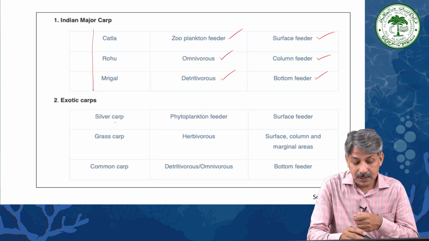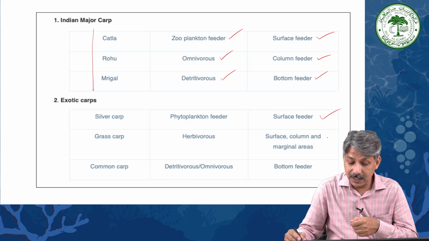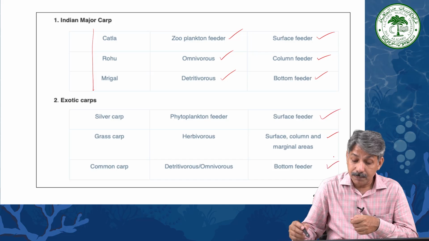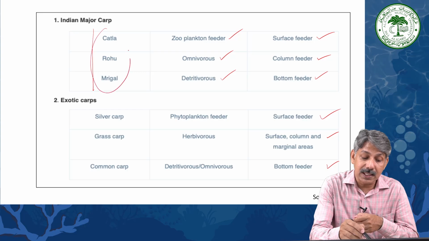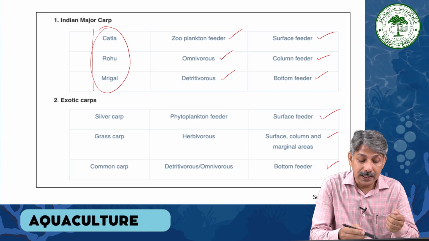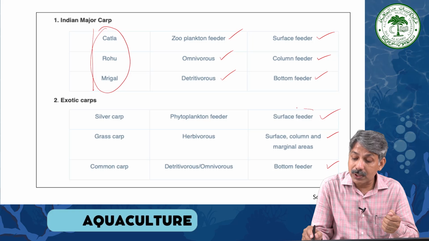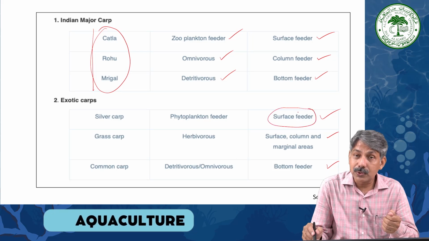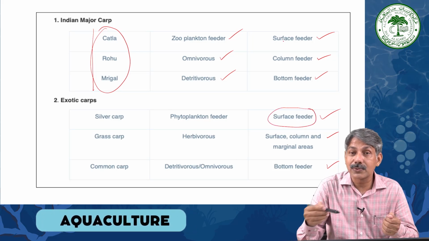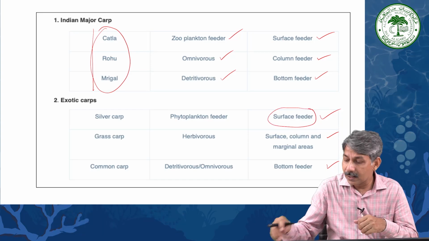Among exotic carps, silver carp is a surface feeder, grass carp feeds in the surface, column, and marginal areas and is herbivorous, and common carp is a bottom feeder. If you are going for only three species culture of IMCs, and you wish to include any of these exotic carps, then depending on whether you are going to use a surface feeder, you will have to decrease the number of surface feeders among the IMCs. Accordingly, we will discuss it in quite some detail in polyculture. Thank you so much. That's all in this lecture.